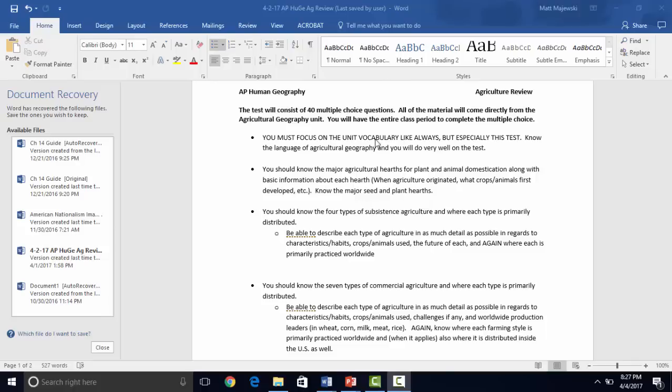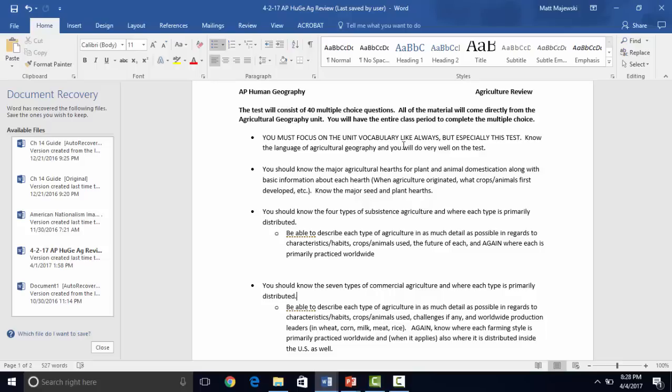I want to start with the top of the review session. I should say the review sheet. Hey, you will have to focus on the vocab. Now, I always tell you that, but especially this test. This test has a lot of definition-related questions. Now, they're not going to be just what is this a definition of? But you must know the definitions from your vocab in order to do well on the test. And that's one of the reasons why you need to have your vocab done by the time we take the test, so that you can know those terms.